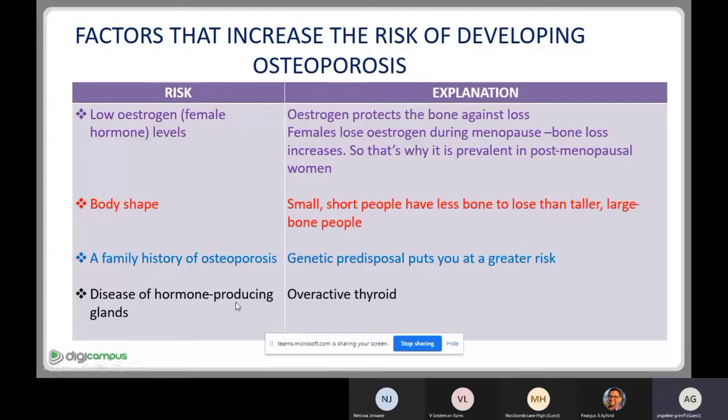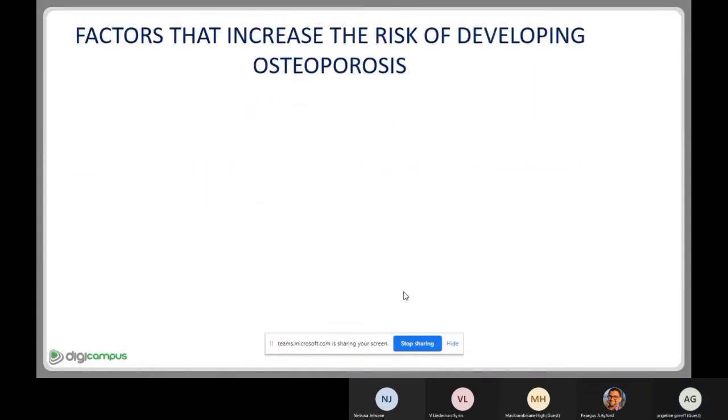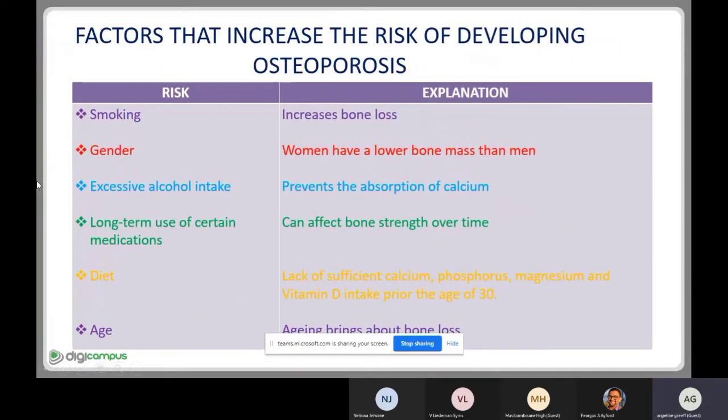And then the diseases of hormone producing glands. Okay, so when you've got an overactive thyroid, right? So if you have high levels of thyroid hormones, it might also weaken the bones. Okay, so continuing with it, smoking, not good, increases bone loss. And then gender, we find that women normally have a lower bone mass than men. Okay, and so that's why they're at a higher risk than men, but men can also suffer from it.